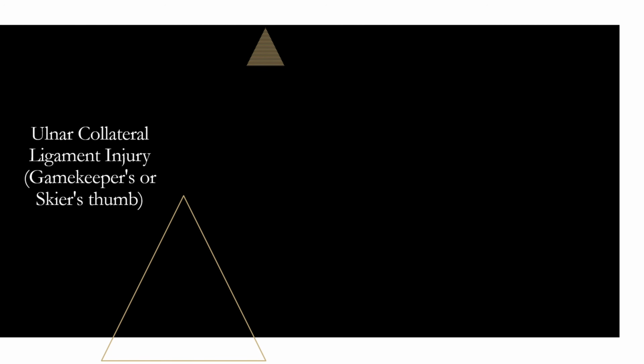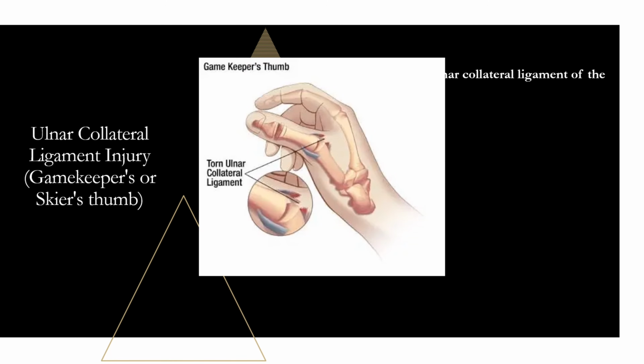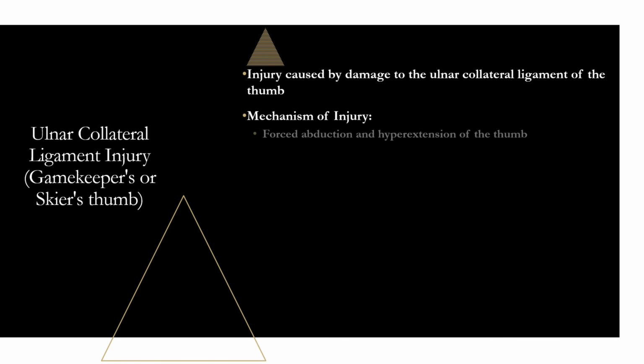Now let's talk about our ulnar collateral ligament injury, also known as gamekeeper or skier's thumb. So this is an injury caused by damage to the ulnar collateral ligament of the thumb. Mechanism, we can take a look at that here. Mechanism of injury is going to be a forced abduction and hyperextension of the thumb.